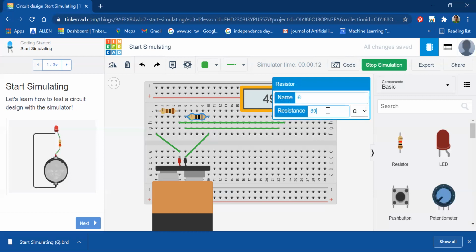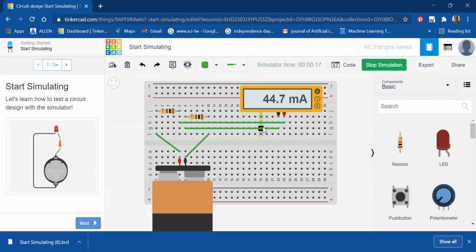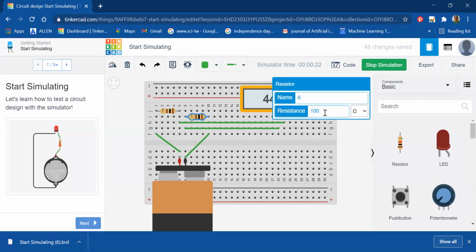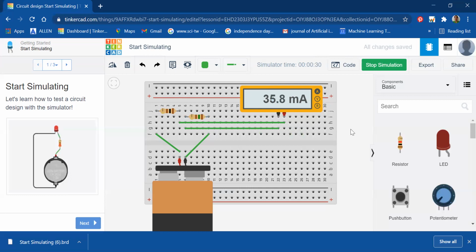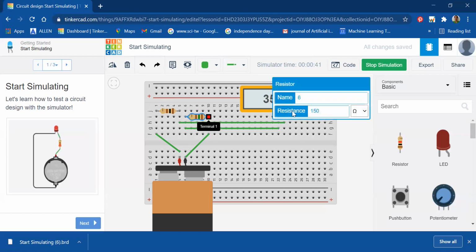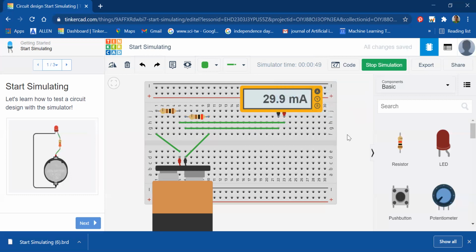Now I'm going to change it to 100 ohms. Again, check out the value. It is 44.7 milliamperes. Now change it to 150. The value that is coming is 35.8. Just note down the value of the current here. Similarly, the last value of the resistance is to be taken as 200. Check the corresponding current, and that is 29.9 milliamperes.